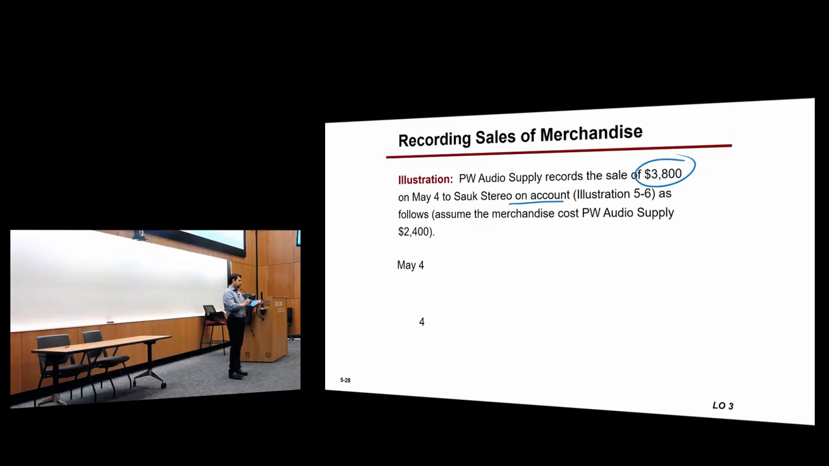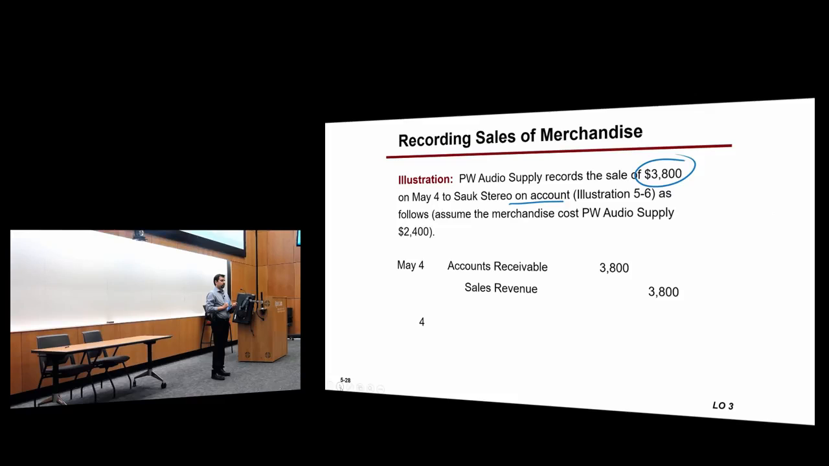Exactly. It's on account. So you debit accounts receivable, you credit sales revenue. We recognize the sale. We recorded the sale and we recognize this revenue. Okay, next.